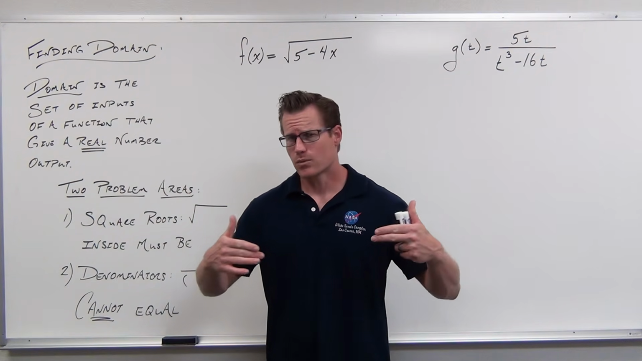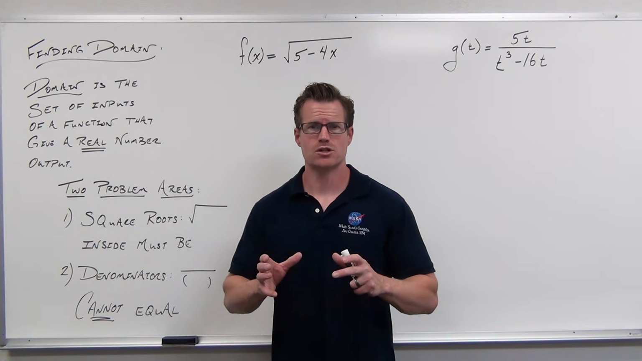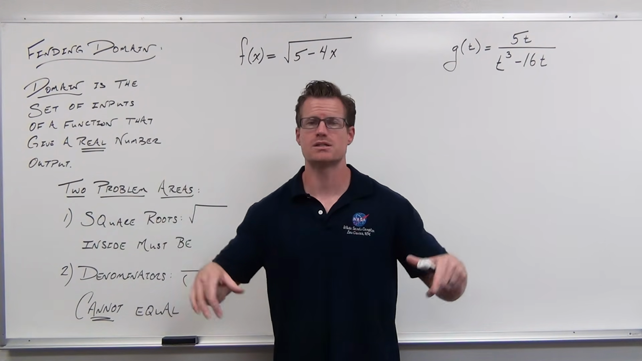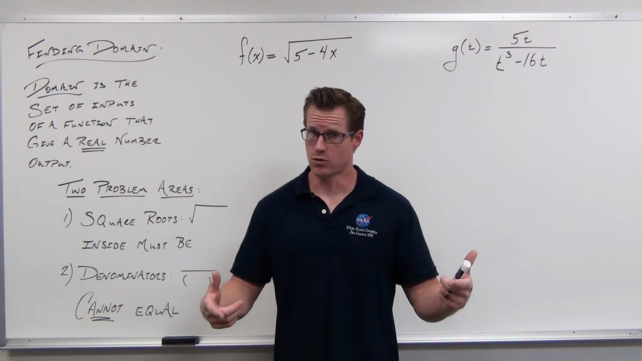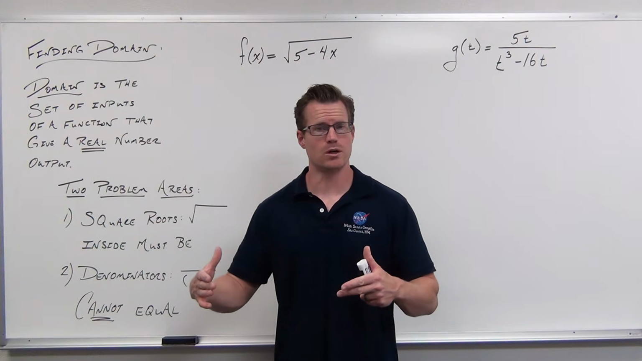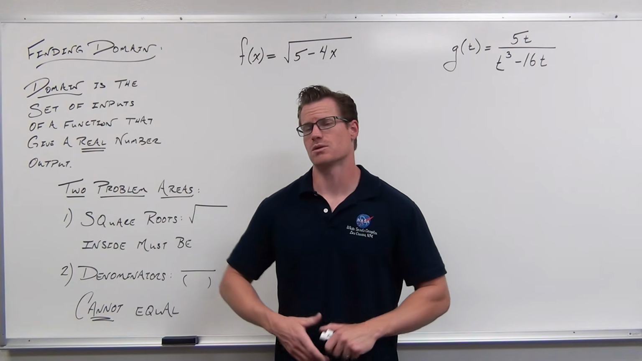Now, when we say a real numbered output, we can have functions that have outputs that are imaginary numbers or complex numbers, defined over the complex. But for things that we normally graph, we're going to restrict this to functions that are defined over real numbers. And that gives us a pretty clear definition of what domain means. So let's check it out.